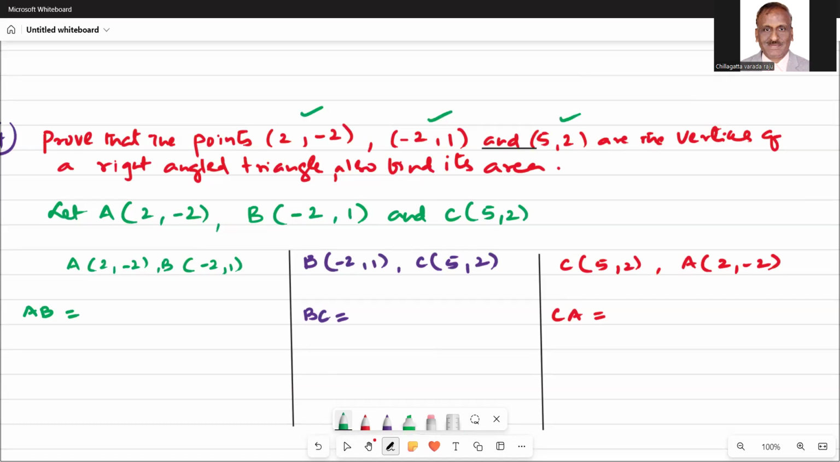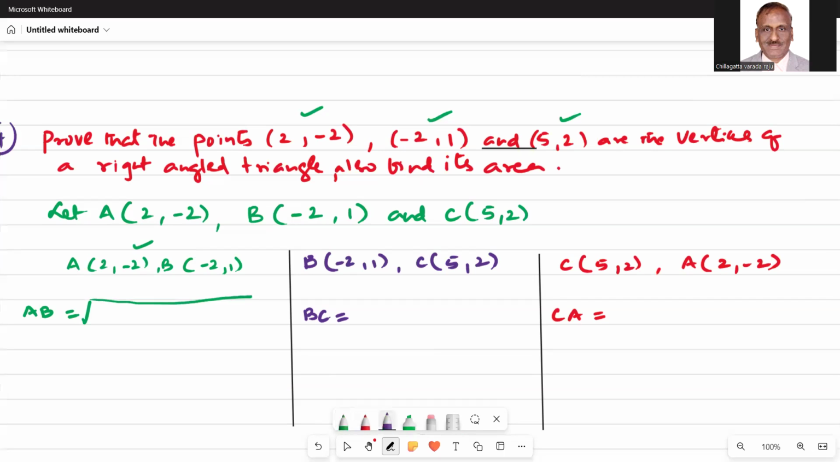First, let us take A (2, -2), B (-2, 1), and C (5, 2). Shall we find the length of AB first? So AB is equal to the square root of (x2 minus x1) whole square plus (y2 minus y1) whole square. This is your x1 y1, and this is your x2 y2.